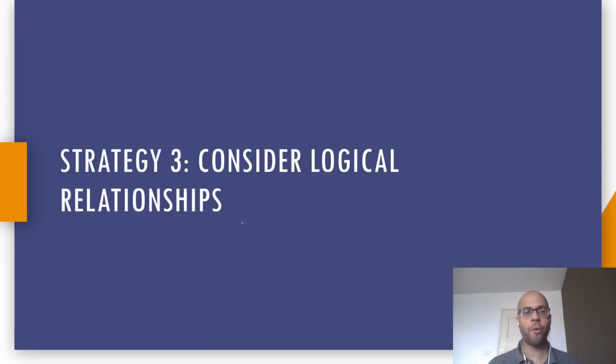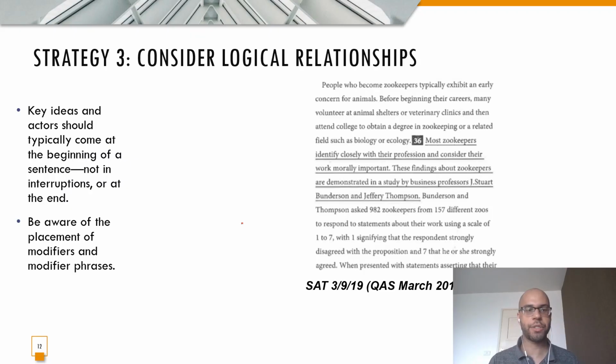All right, we're on to strategy 3, which is we're thinking about logical relationships between elements in the sentence. Let's get started. So one of the big points that I've already made is that key ideas and actors should typically come at the beginning of a sentence. They shouldn't come in interruptions. In other words, they shouldn't come between, say, dashes or in parentheses or at the end of the sentence, in those kinds of places.